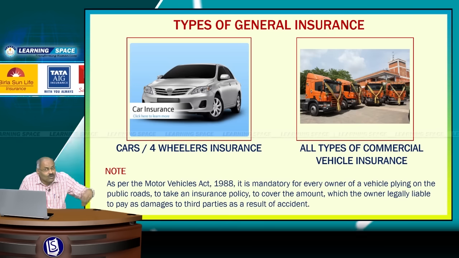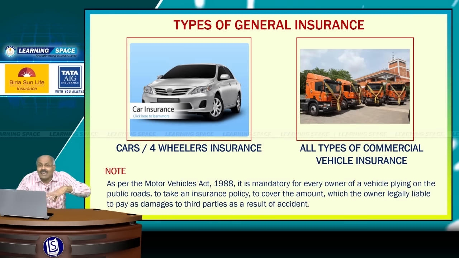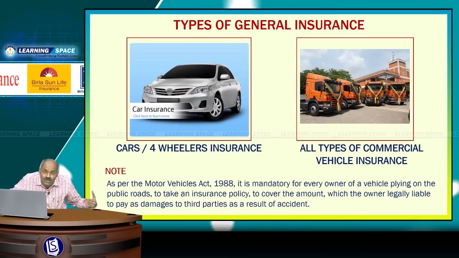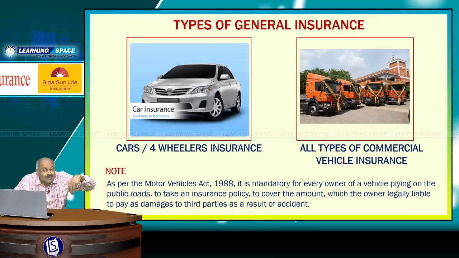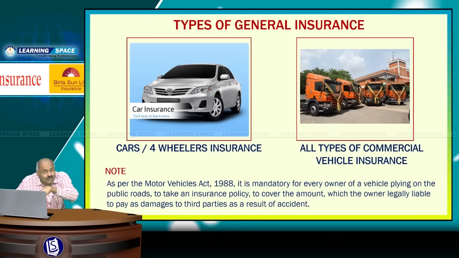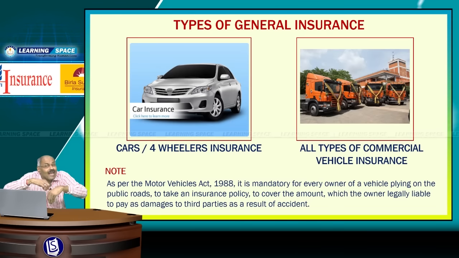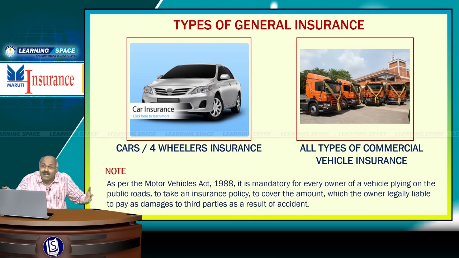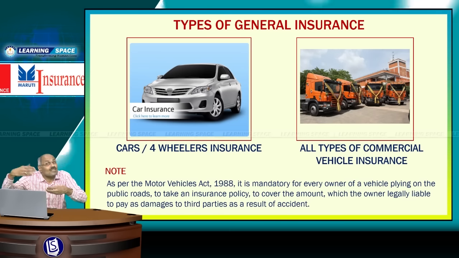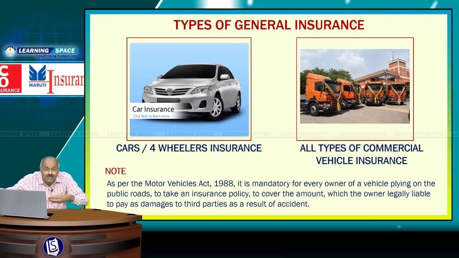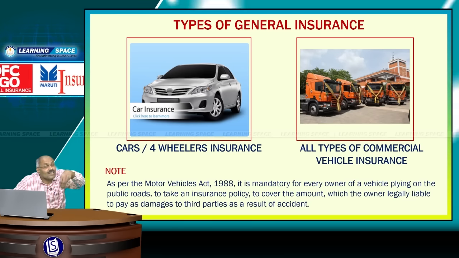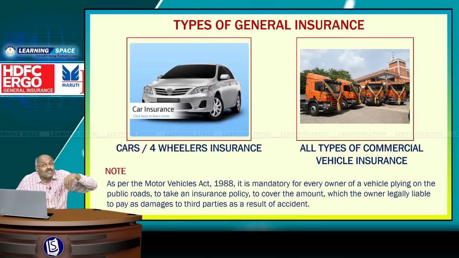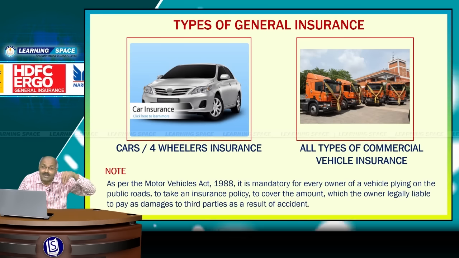And as I have already told you, under the Motor Vehicles Act of 1988, it is mandatory for every owner of a vehicle plying on the public roads to take an insurance policy, basically to cover the amount which the owner is legally liable to pay as damages to the third party, right? If some accident occurs, there may be damage to the third party. To take care of that, insurance is needed. As per the Motor Vehicles Act, all the motor vehicles coming onto the road are to be insured for the third party damages.